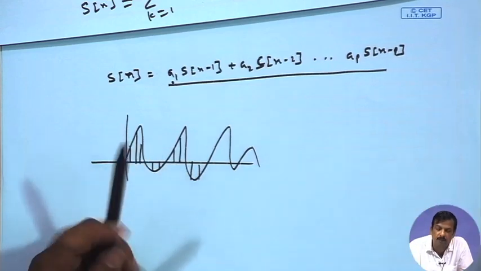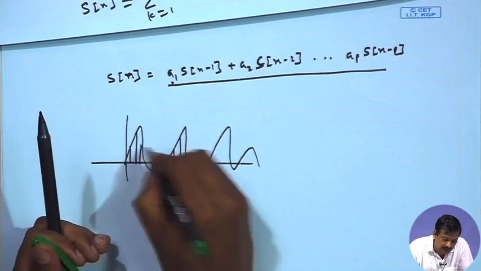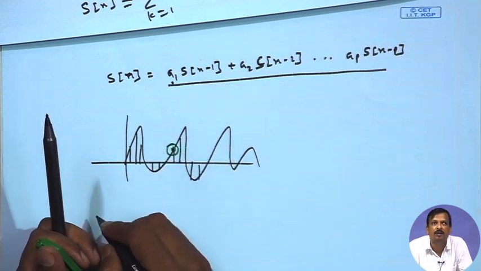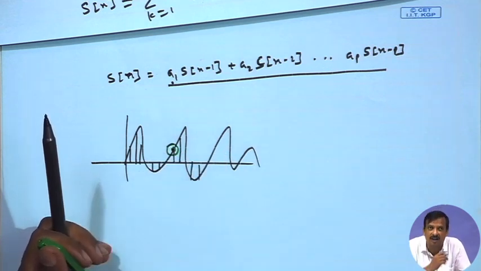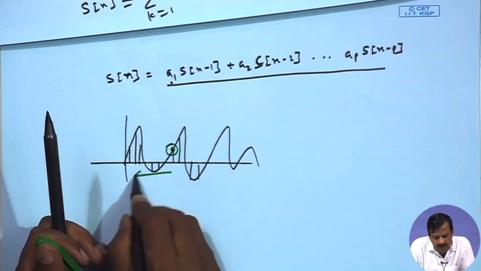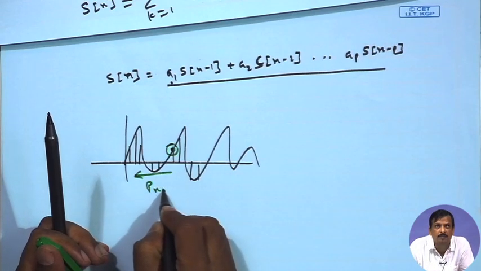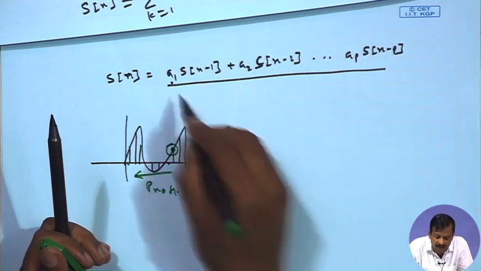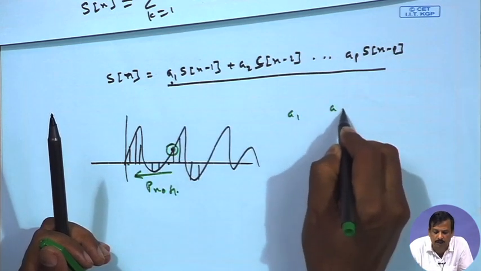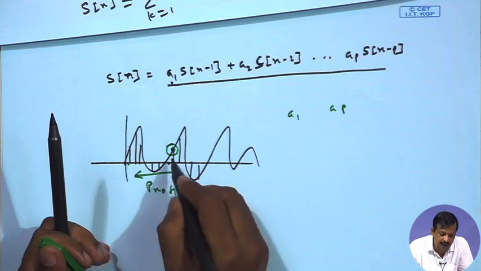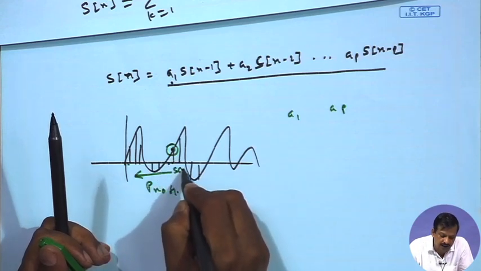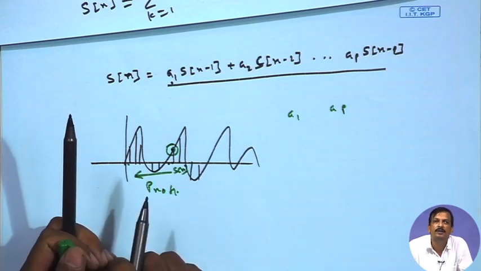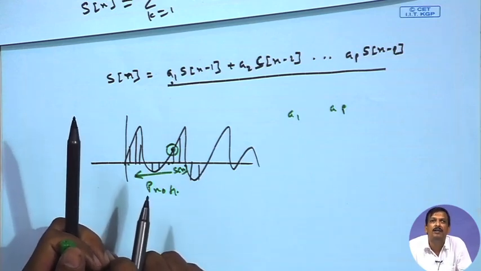Now, I can say that this sample or this sample can be predicted or generated from the previous p number of samples. So, if I get the previous p number of samples and the values of a 1 to a p, then I can generate the current sample S n. So, what is this? This is nothing but a linear prediction.